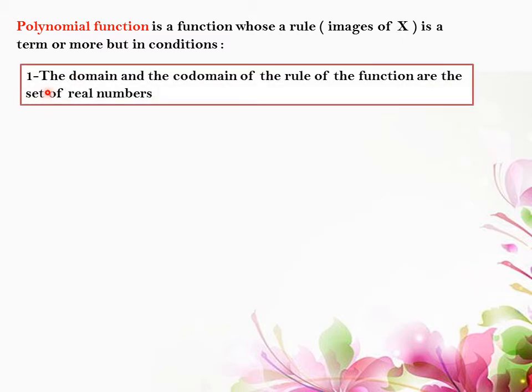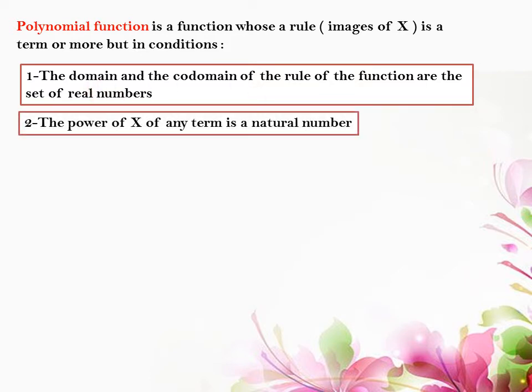Number one, the domain and the codomain of the rule of function. We learned it before, the meaning of domain and the codomain of the rule of the function are the set of real numbers, must belong to the real numbers. Number two, the power of the variable x of any term in the function must be a natural number, must belong to N, the set of natural numbers. Let's understand more with examples.